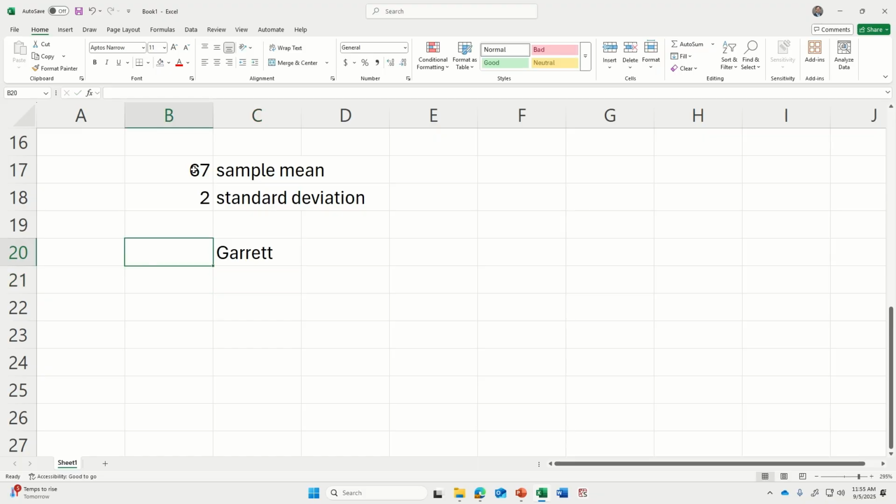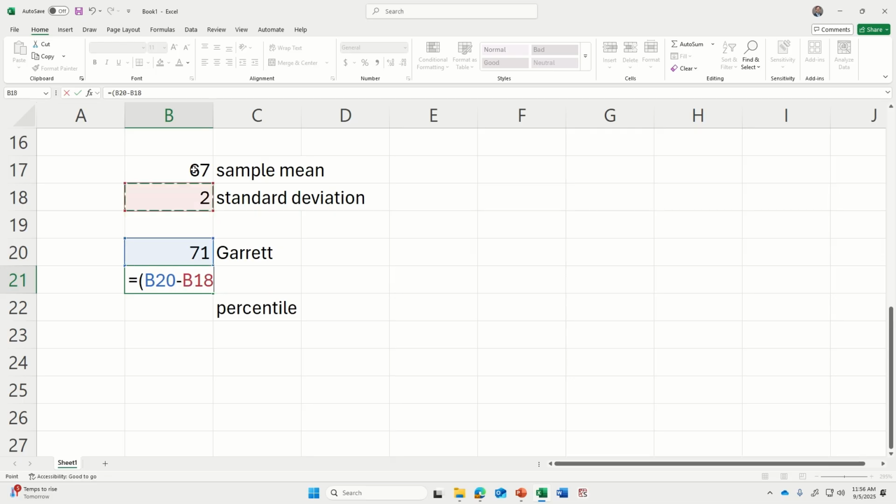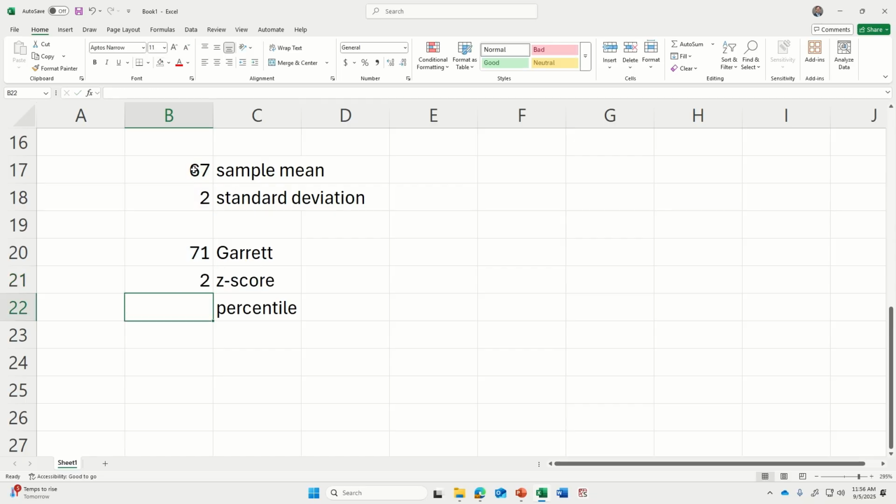5'11". That would be 71 inches, right? So that's Garrett's measurement. Let's find Garrett's z-score, and then we'll find your percentile. Your z-score is going to be your measurement minus the sample mean divided by the sample standard deviation. His z-score is 2. Looking good so far.